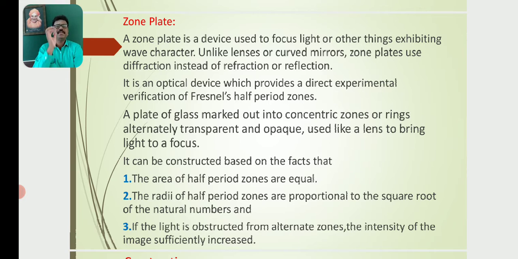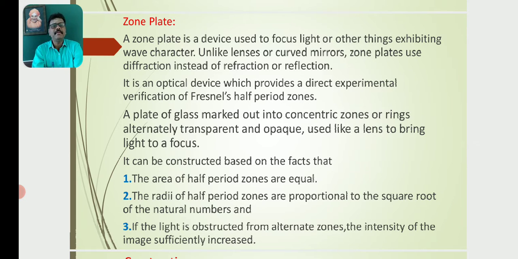A zone plate is a device used to focus light or other things exhibiting wave character. Unlike lenses or curved mirrors, zone plates use diffraction instead of refraction or reflection.